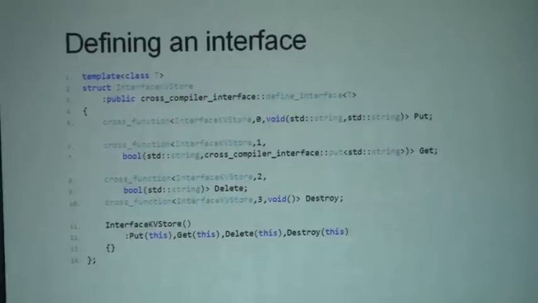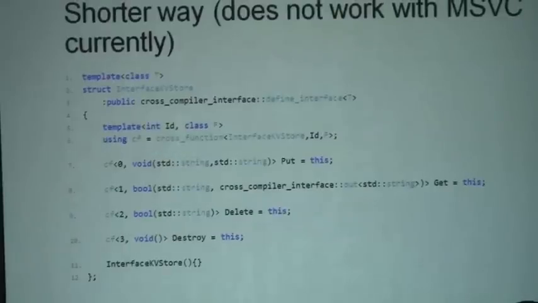So here's how you define an interface. You take class T, you inherit from define interface T. You number, so 0, 1, 2, 3, then signature, signature, signature. And then you pass in this. If you don't, this doesn't work with MSVC, but with GCC and Clang, you can use using to make it easier for yourself. So we're just repeating this all the time. The interface KV source to IDNF. So we can go CF0 equals this, equals this, equals this, equals this. Any questions?